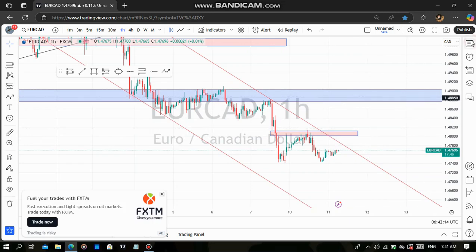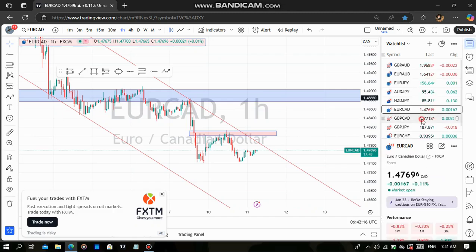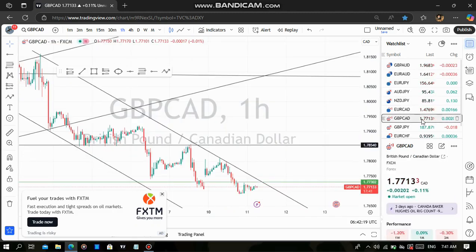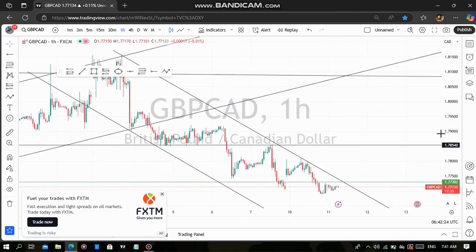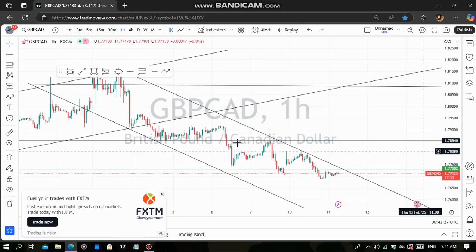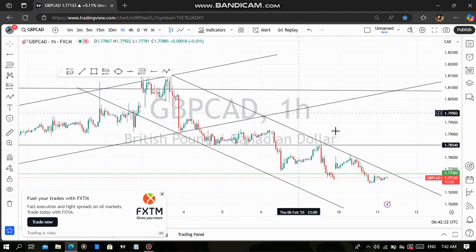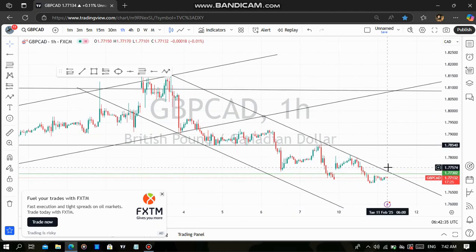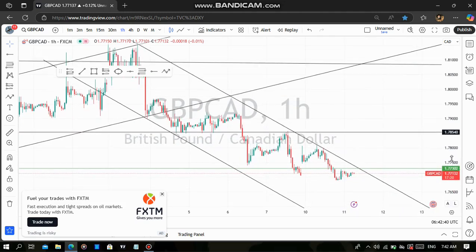So next, what do we have? We have GBP card too. GBP card as well is moving in a similar way to Euro card. GBP card. You can see price on the downtrend line. The first touch here, the second, and the third. So let's see what will happen when London session opens.